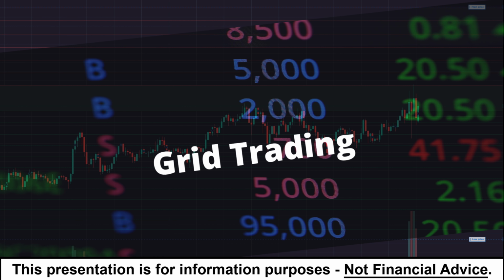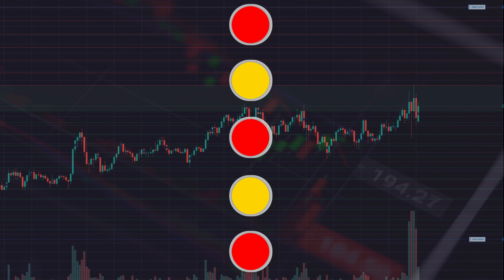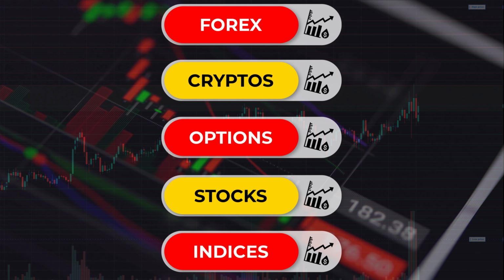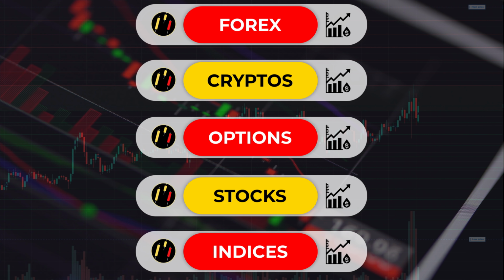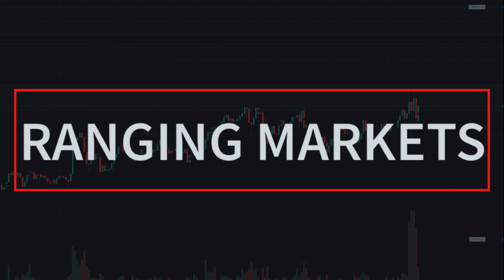This is called the grid trading strategy. And like most trading systems, it can be adapted to Forex, crypto, options, stocks, indices, or any instrument that has significant volume and market participants. A grid trading strategy is one of the absolute best systems for trading ranging markets.